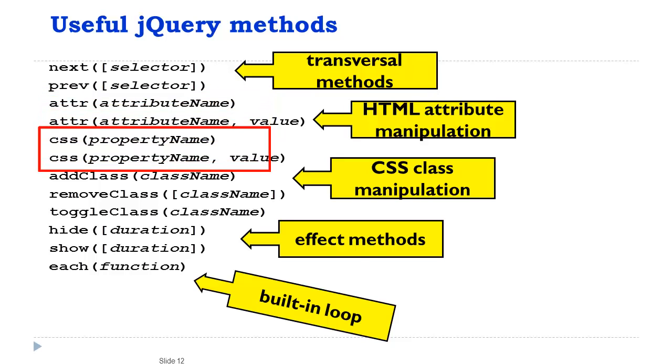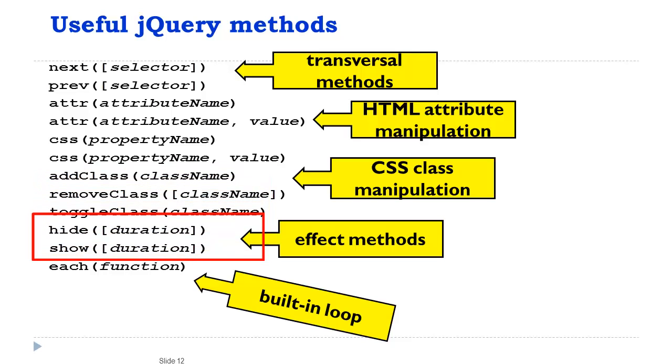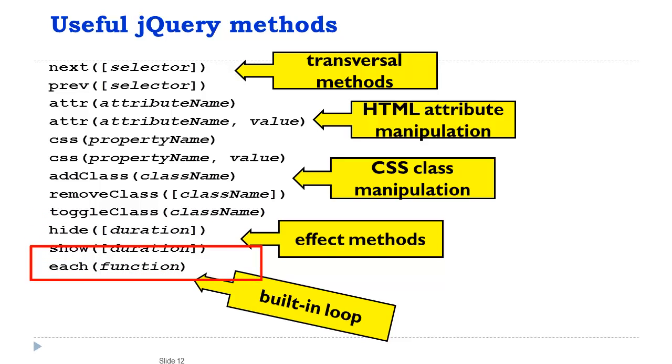We have already looked at the CSS method, allowing us to set and retrieve CSS property values. The addClass, removeClass, and toggleClass methods, they allow us to, what they say, manipulate the classes. The hide and show method, and these will be covered in the next chapter, also referred to as effect methods, allow us to hide and show. The each method is essentially a built-in loop allowing us to iterate over something.